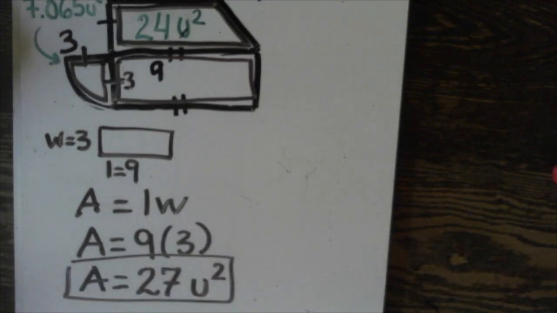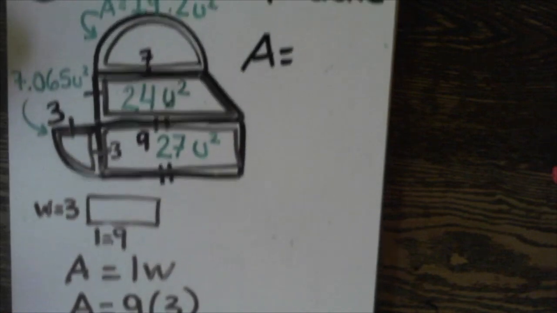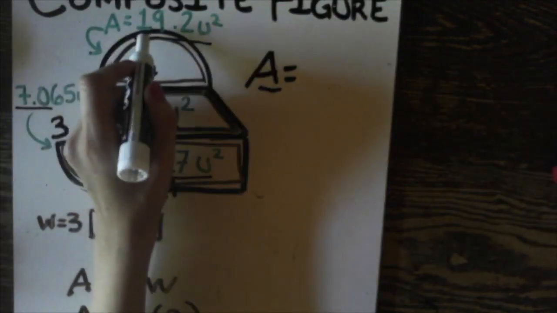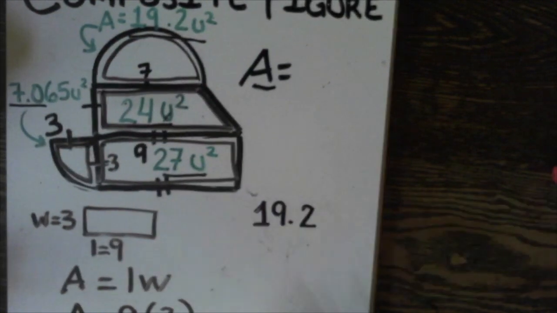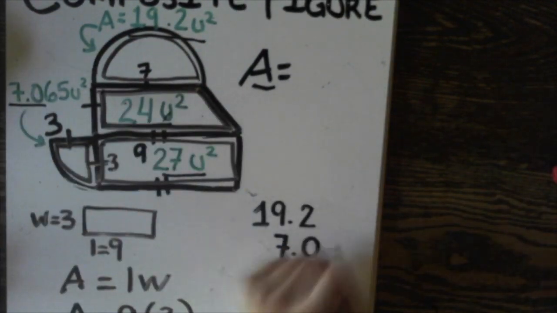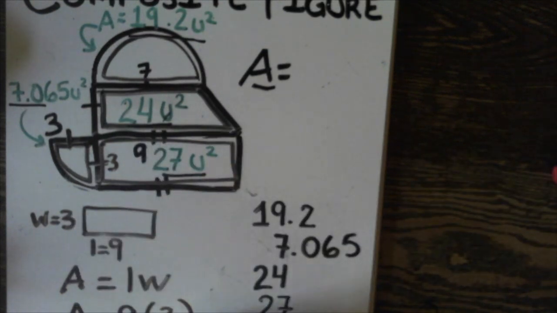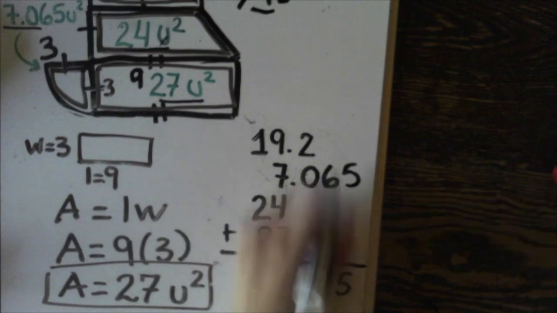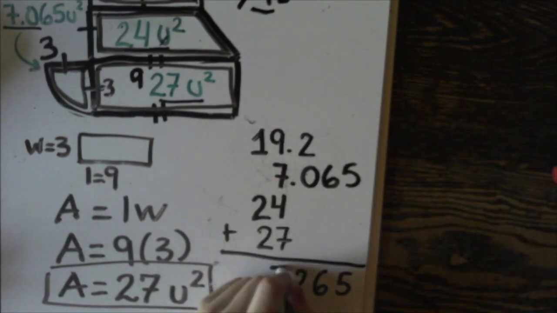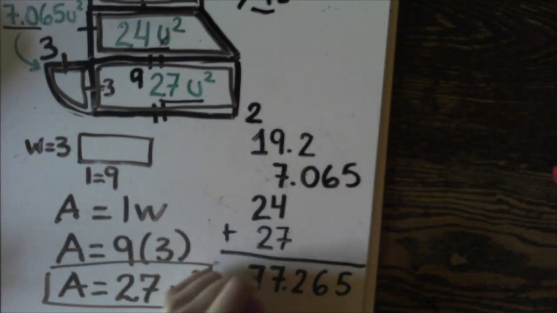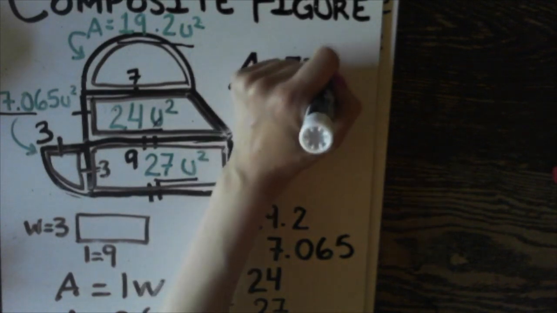Now we have found all of the different parts of our composite figure. In order to find the area, we simply add all the values. 19.2 plus 7.065 plus 24 plus 27. Notice that if you add, you have to place the decimal points over the decimal points. 5, 6, 2, and 9 plus 7 plus 4 plus 7 is 27. I carry the 2. 2 plus 2 plus 1 plus 2 is 7.